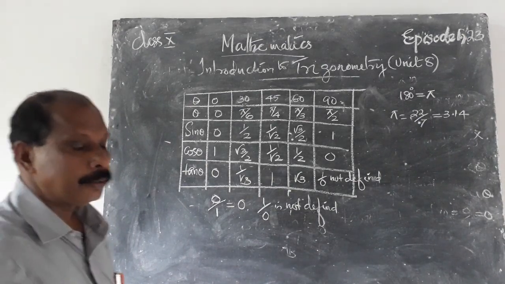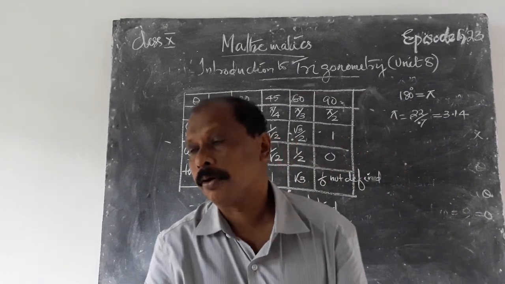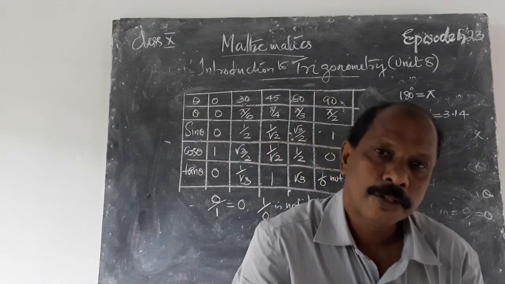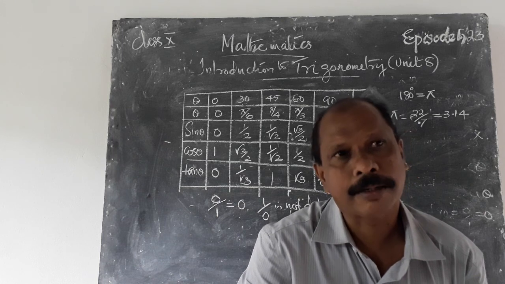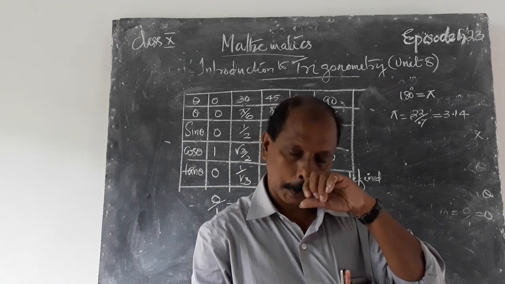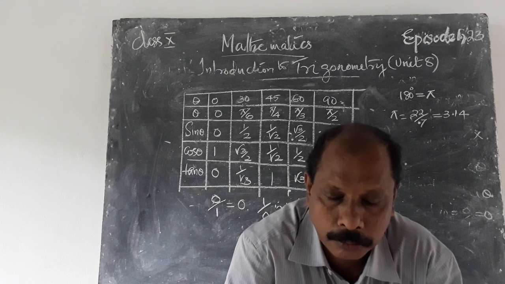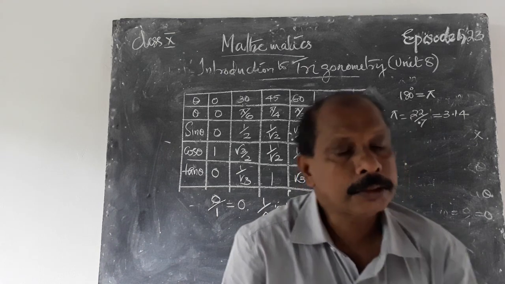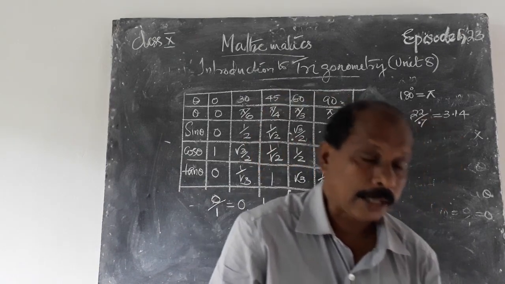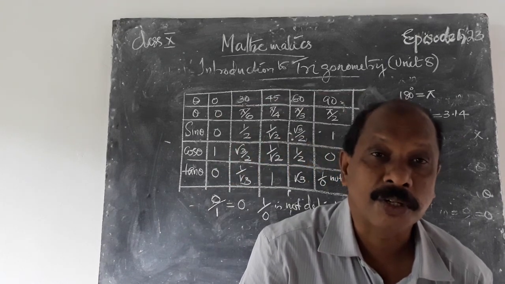Okay? That means sin 0 is 0, sin 30 is 1 by 2, sin 45 is 1 by root 2, sin 60 is root 3 by 2, sin 90 is 1. From that we get cos. Cos 0 is 1, cos 30 is root 3 by 2, cos 45 is 1 by root 2, cos 60 is 1 by 2, and cos 90 is 0. Tan 0 is 0, tan 30 is 1 by root 3, tan 45 is 1, tan 60 is root 3, tan 90 is 1 by 0, it is not defined.